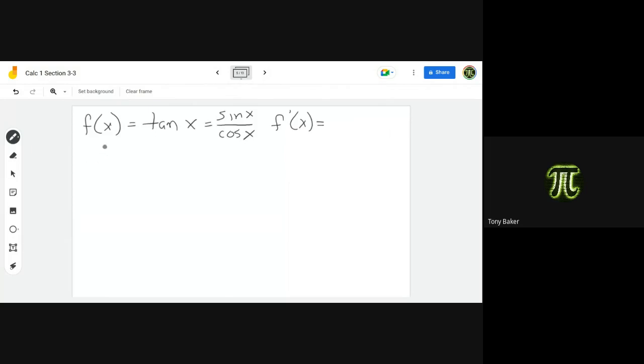So remember, for the quotient rule, I'll do n of x is sine of x, so n prime of x is cosine of x. And then we have d of x is cosine of x, so d prime of x is negative sine of x. I just use n and d for numerator and denominator, because I couldn't use f, since I already used f in the original problem, so I couldn't use f and g.